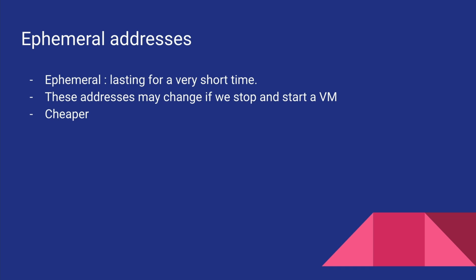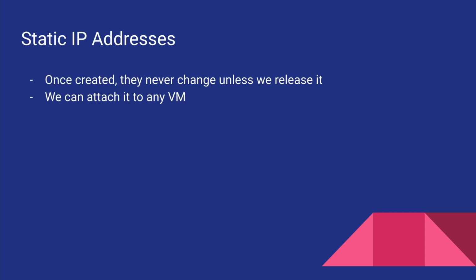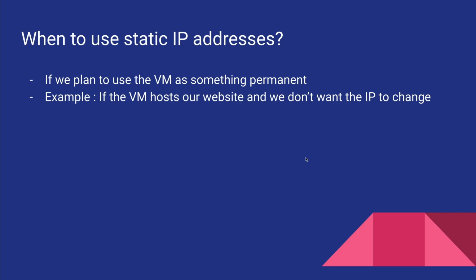So if we need an IP address that does not change, then we need to create a static IP address. The thing about a static IP address is that once you create it, it will never change unless we delete it or release the IP address. We can attach this to any VM. So when should we use static IP addresses?